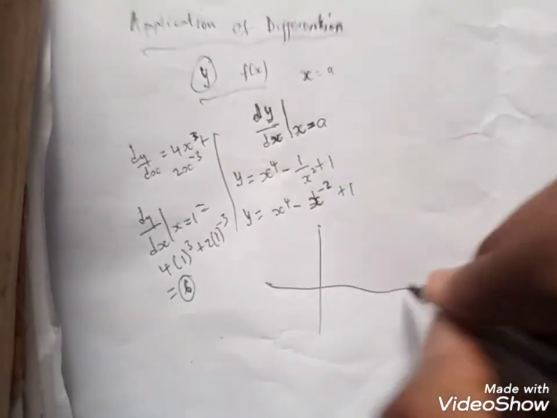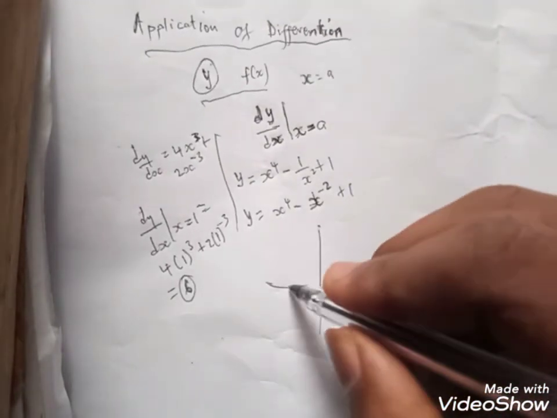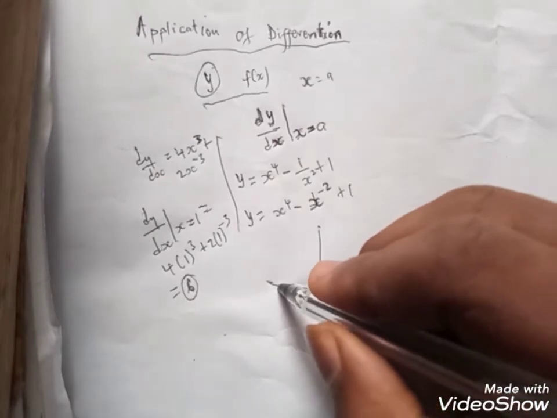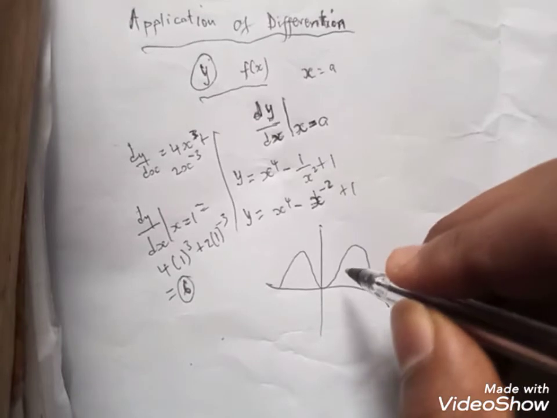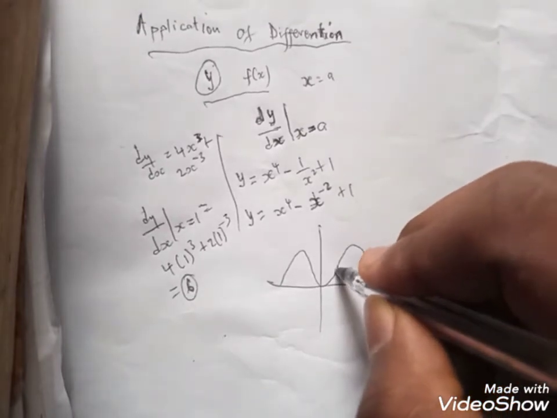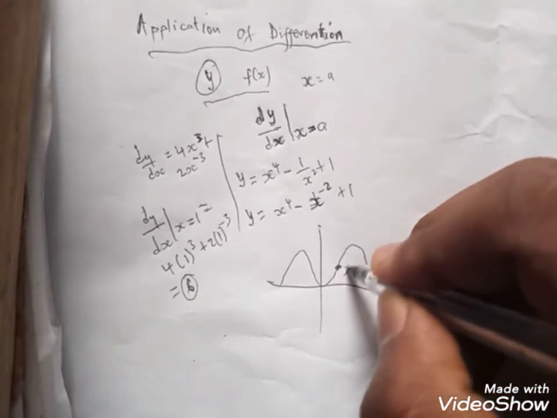Let's say this was the curve that we actually differentiated. So now let's say here is x equals 1.